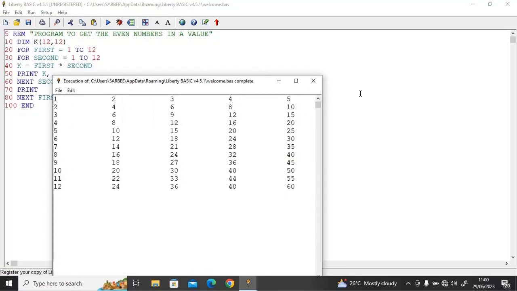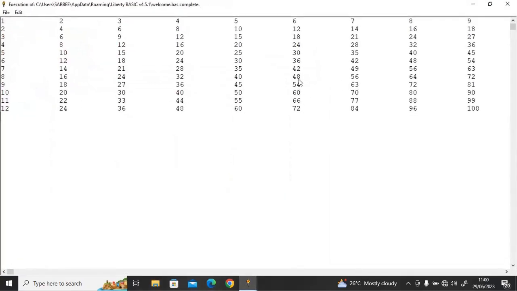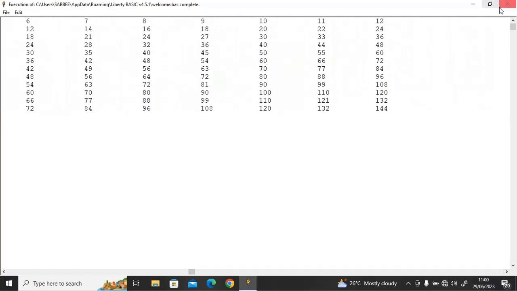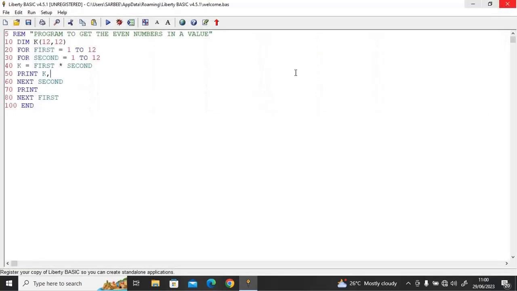This is it. This is a multiplication table. You can see 1 times 1, 1, 1 times 2, 2, 1 times 3, 3, 1 times 4, 4, 2 times 1, 2, 2 times 2, 4, 2 times 3, 6, 2 times 4, 8, 2 times 5, 10, 2 times 6, 12. The same thing. It stops at 12. So we can multiply the table of 100. Now let me explain the code to you.